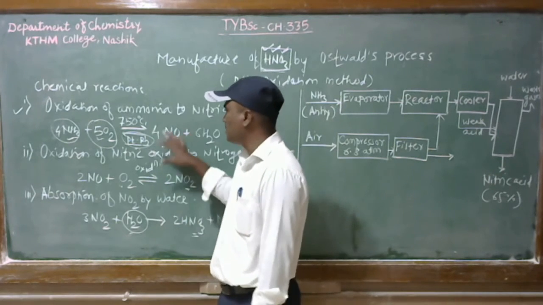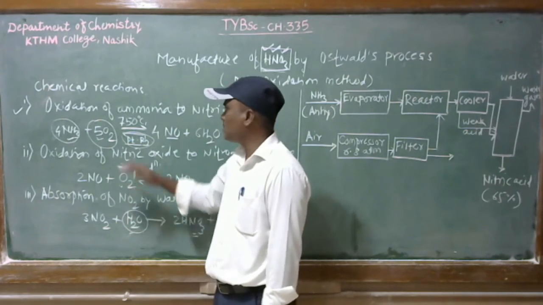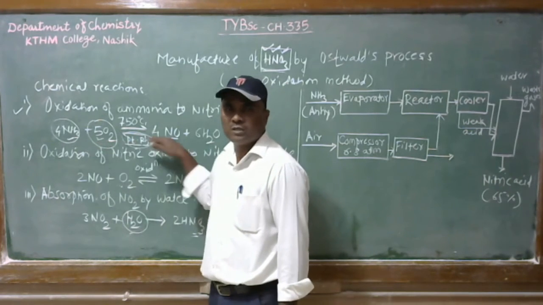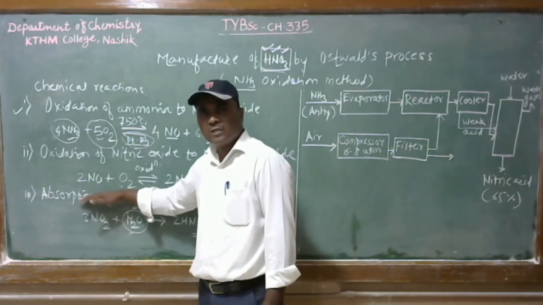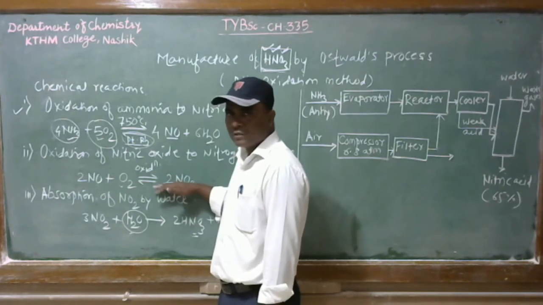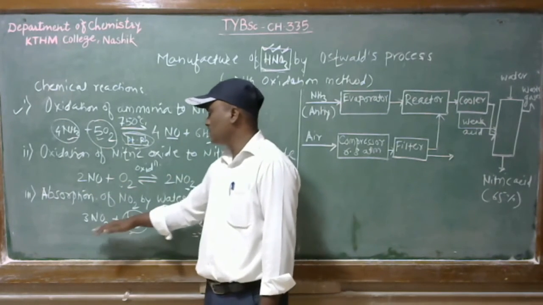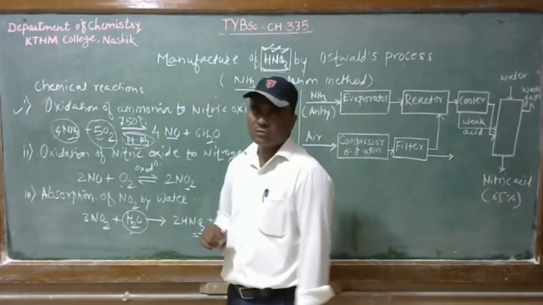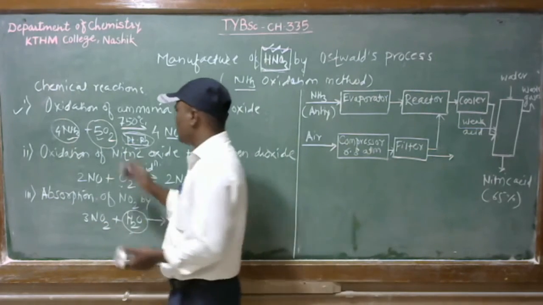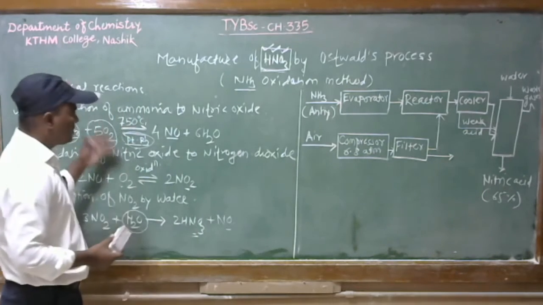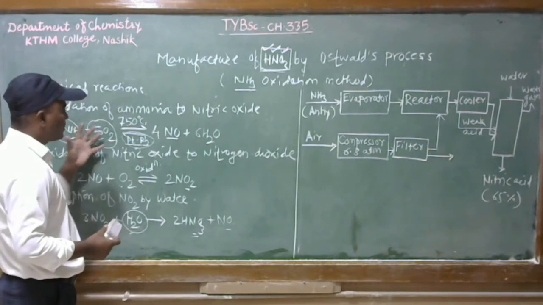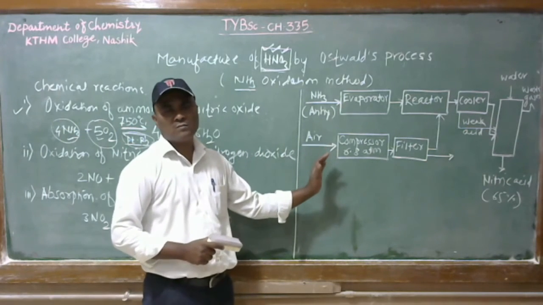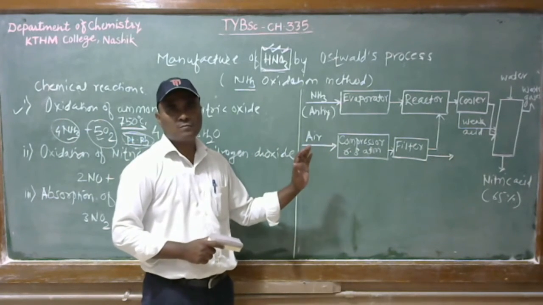But simply keep these three steps in mind: oxidation of ammonia to nitric oxide, oxidation of nitric oxide to nitrogen dioxide, and the last step, absorption of nitrogen dioxide in water, which gives nitric acid. So if you got this reaction, simply put this reaction in a flow sheet diagram.